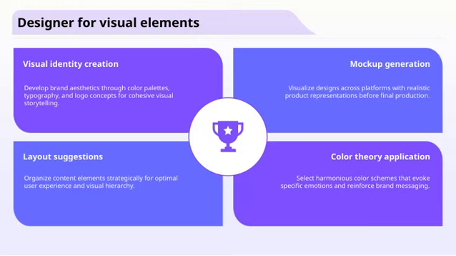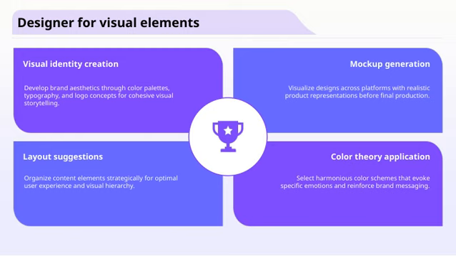When it comes to visual elements, I act as the designer to craft a strong visual identity. This involves developing brand aesthetics by carefully choosing color palettes, typography, and logo concepts that work together to tell a cohesive visual story. It's all about creating a look and feel that truly represents the brand's personality. Next, I focus on mock-up generation. This means visualizing how these designs will appear across different platforms using realistic product representations. It helps us see how everything will look before moving into final production, saving time and ensuring consistency.